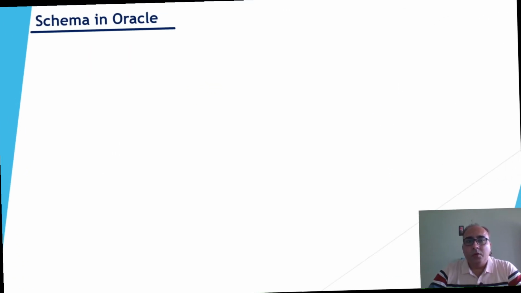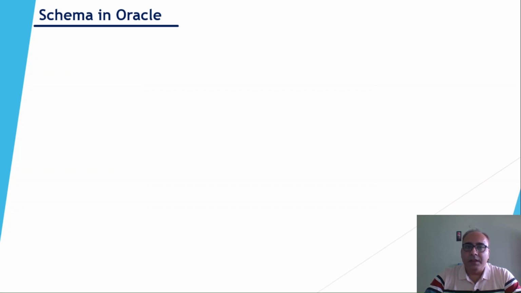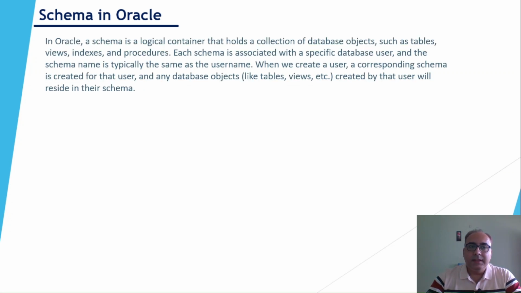So let's talk about what exactly is schema in Oracle. Basically, schema is a logical structure that holds a collection of database objects such as tables, views, indexes, etc. Each and every schema is associated with one database user. Normally, schema name and username are both the same. So when we create a user, by default a schema also gets created.